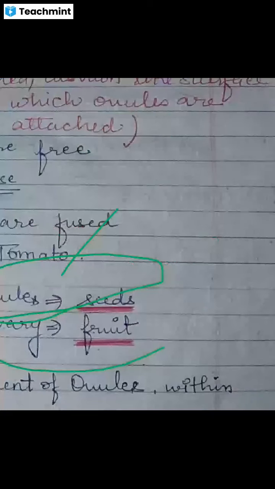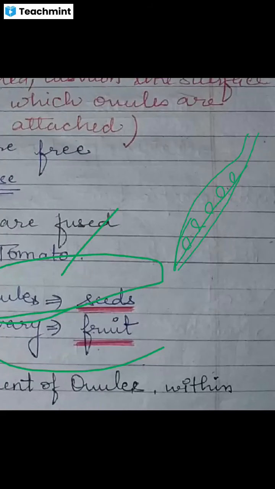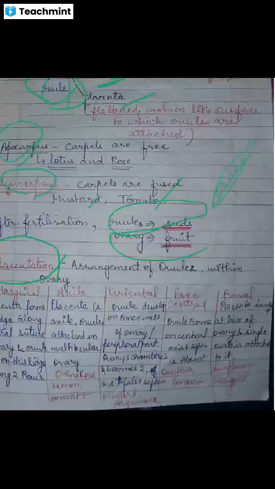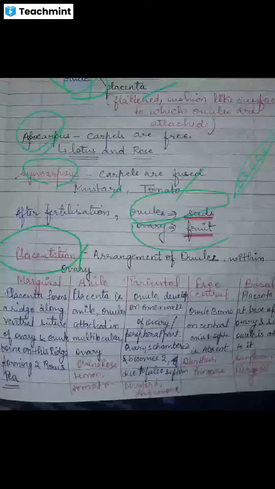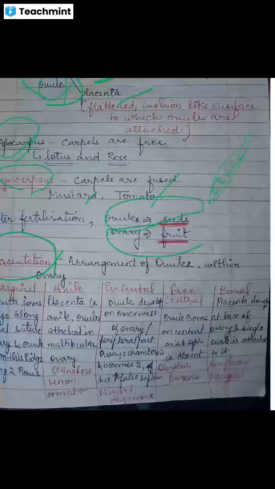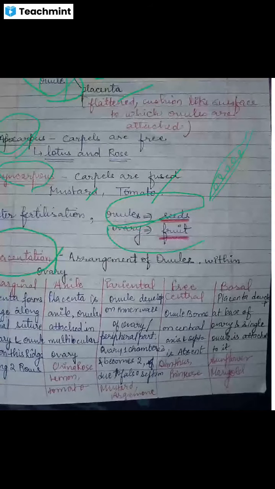So you have seen the pea. In marginal, what happens? This is the pea and it has a ridge on one side. So this type of arrangement is called marginal, in which the placenta forms a ridge along the ventral suture. This is the ventral suture, and it forms the ridge. Okay. This type of arrangement is called marginal.